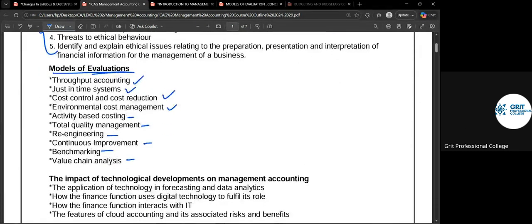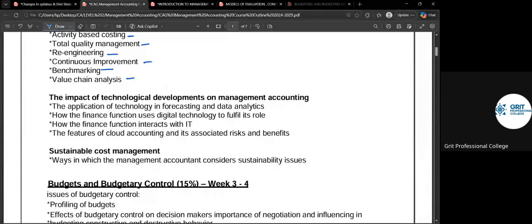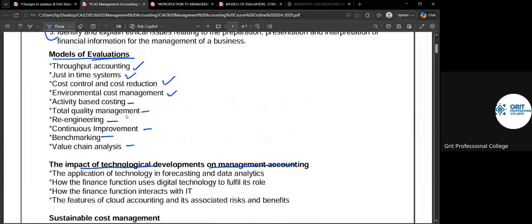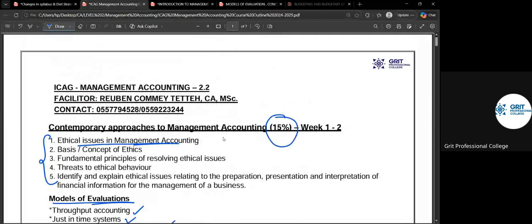We are not done. Remember, I spoke to you about the new introduction technology, so the impact of technological development on management accounting. The issues in here, we are going to also tackle them. So the examiner says he can test you on any of these areas as part of the 15 marks he has allocated for the contemporary approaches in MA.